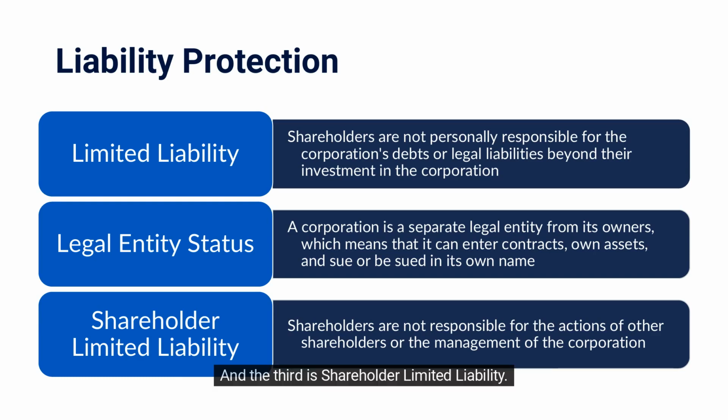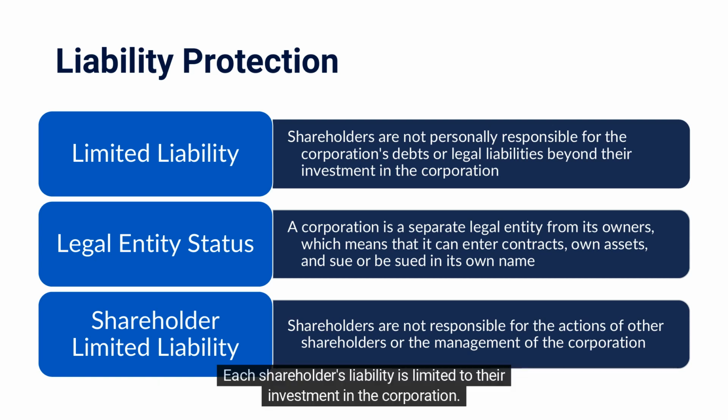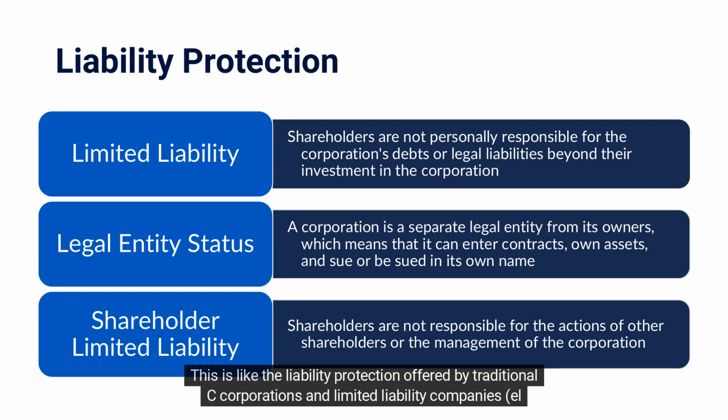And the third is shareholder limited liability. Shareholders are not responsible for the actions of other shareholders or the management of the corporation. Each shareholder's liability is limited to their investment in the corporation. This is like the liability protection offered by traditional C corporations and limited liability companies, LLCs.